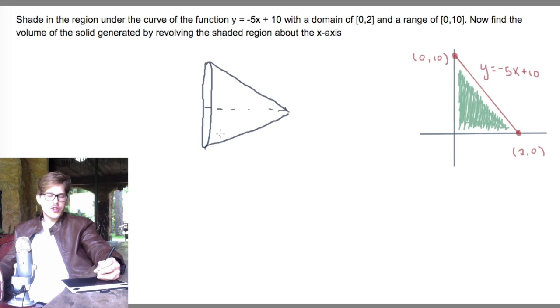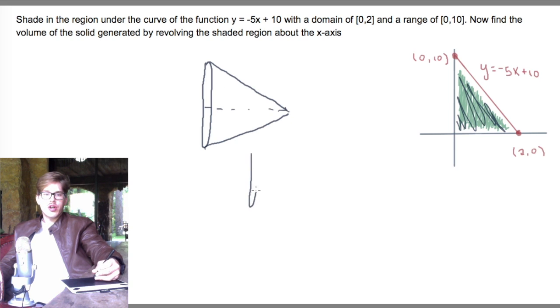So how can we do this using calculus? Well, if you remember, finding the integral of a function lets us know the area underneath the curve. So finding the integral of negative 5x plus 10 from 0 to 2 would tell us this area.